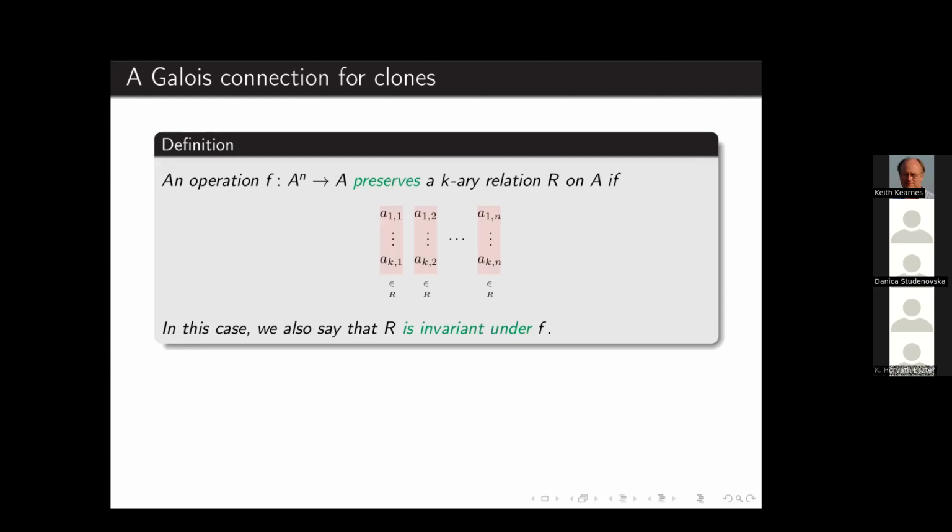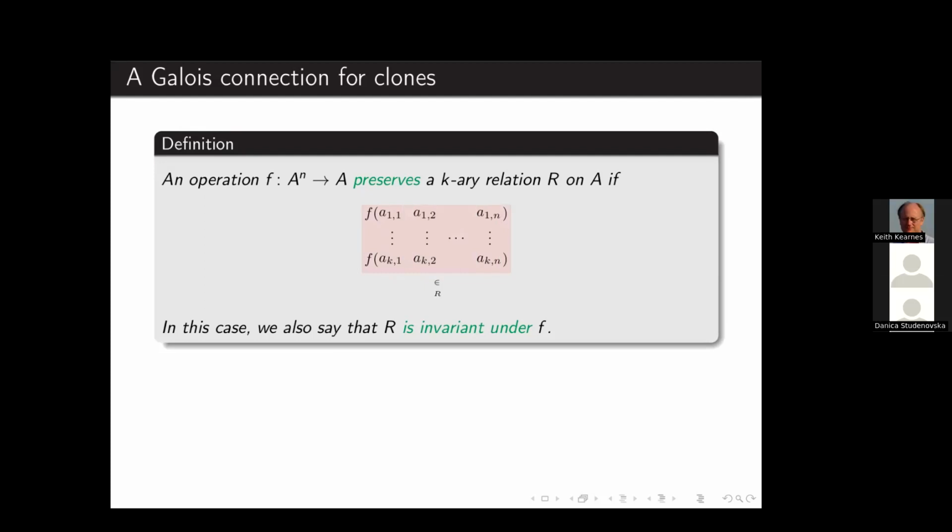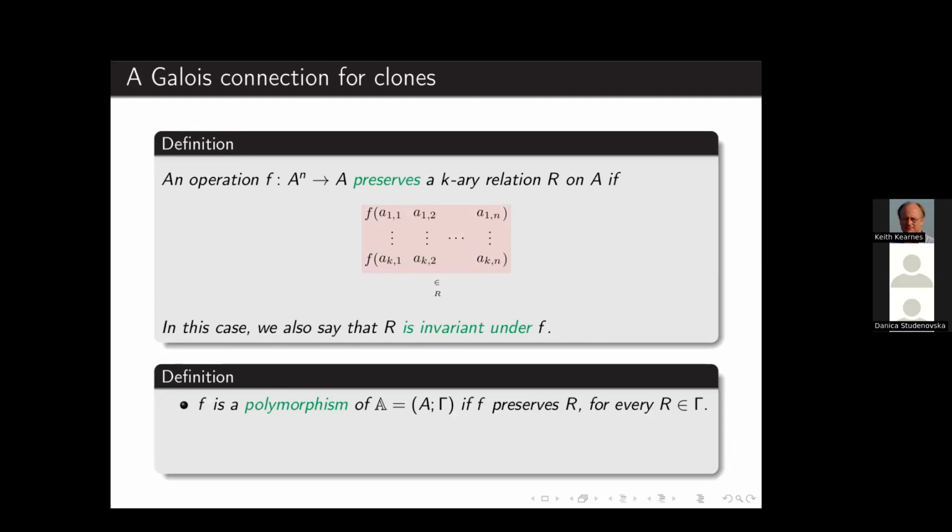The other way of presenting a clone of operations is to consider all those functions that preserve a certain set of relations. Let me just recall what it means for an operation to preserve a relation. If I have an n-ary operation f, I say that it preserves a k-ary relation R if whenever I take tuples from R, here in the picture the rectangles, and apply f component-wise, what I obtain as a new tuple is still in my relation R. In this case, I also say that R is invariant under the operation f.